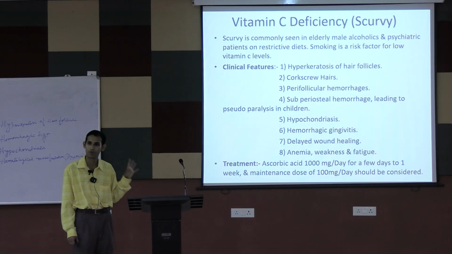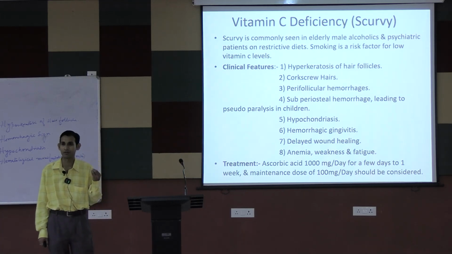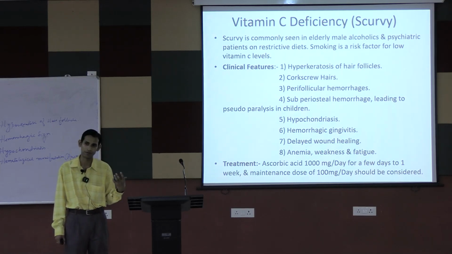So, you have to remember the 4H for scurvy. So, how will you treat? What is the basis of diagnosis? Diagnosis is mainly clinical. If you see perifollicular hemorrhage, corkscrew hair, and bleeding manifestations, particularly the hemorrhagic gingivitis, or loss of tooth, there is a high chance of scurvy, number 1.